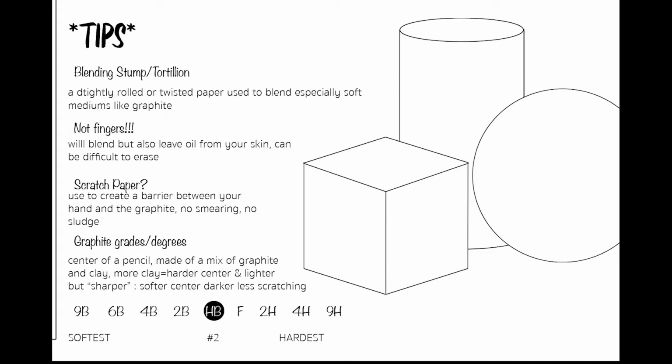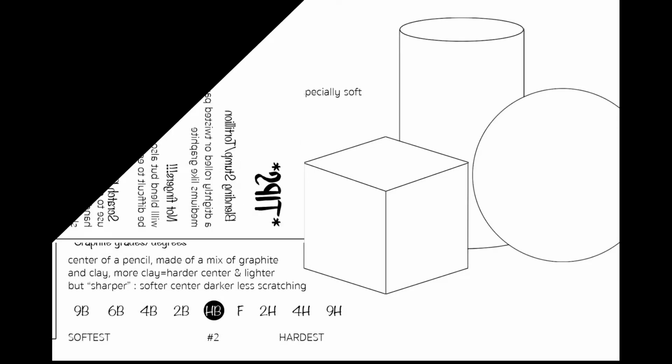To know which pencil you're dealing with, you need to look at the end of the pencil to find the number and letter that is written on the end. 9B is going to be your softest and most graphite. 9H is going to be your hardest and have the most clay content. And then right there in the middle is HB, which is commonly known as a number 2 pencil.